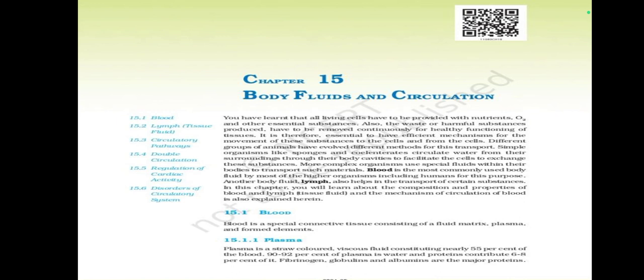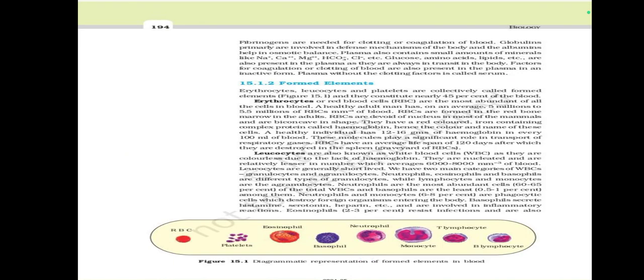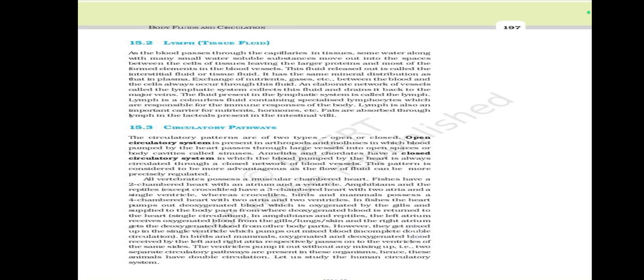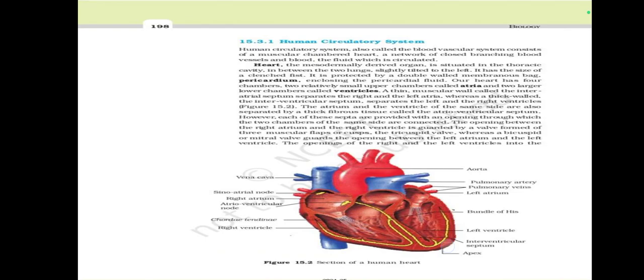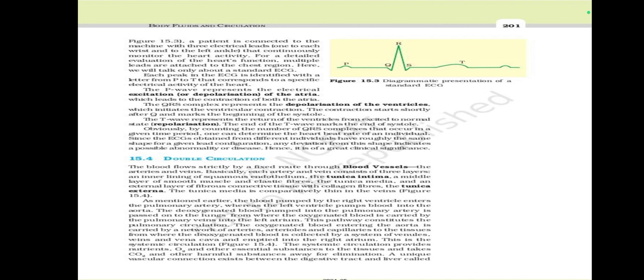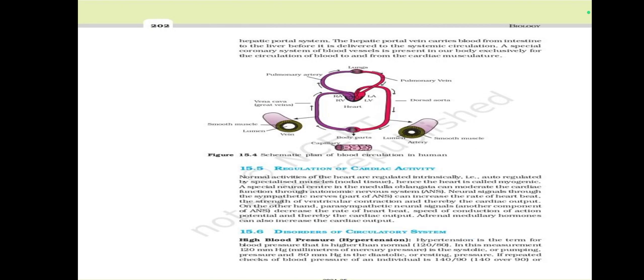Blood, then plasma, then formed elements, then blood groups, then Rh grouping, then coagulation of blood, lymph, circulatory pathways, human circulatory system, cardiac cycle, electrocardiograph, double circulation, regulation of cardiac activity, disorders of circulatory system, then summary.